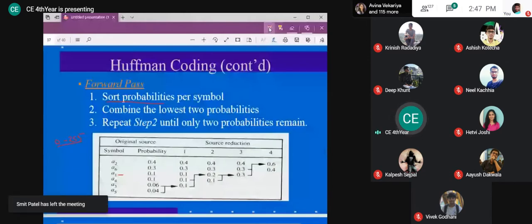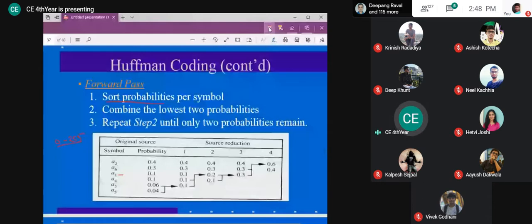Then you have to repeat the step till only two probabilities remain. So what was the last step? We combined the lowest two. Now what is the summation value? It is 0.1 plus 0.1, that is 0.2. But if I write 0.2 here, then this order will not be in descending order. So I have to maintain the descending order of the probability as well. That's why the summation is kept here, and this 0.1 came here, because I have to maintain the descending order of the probability as well, right?